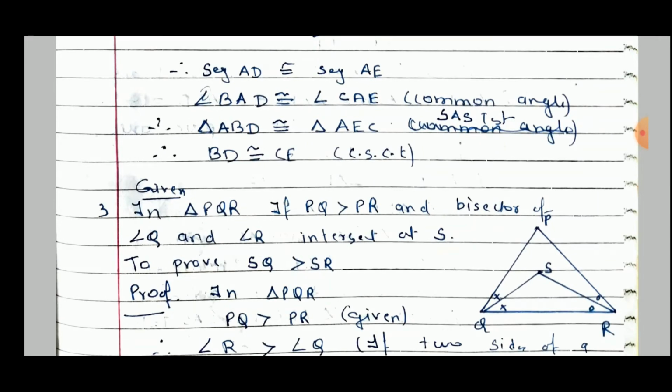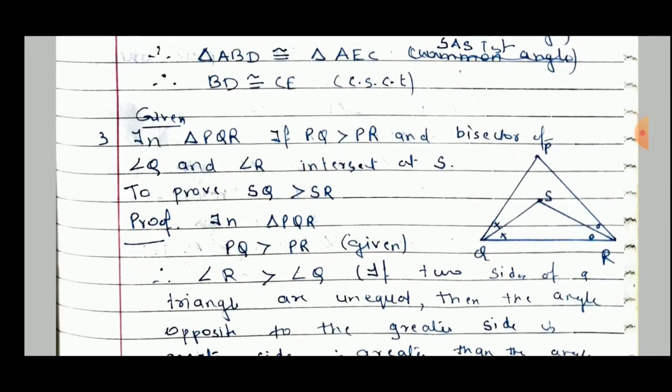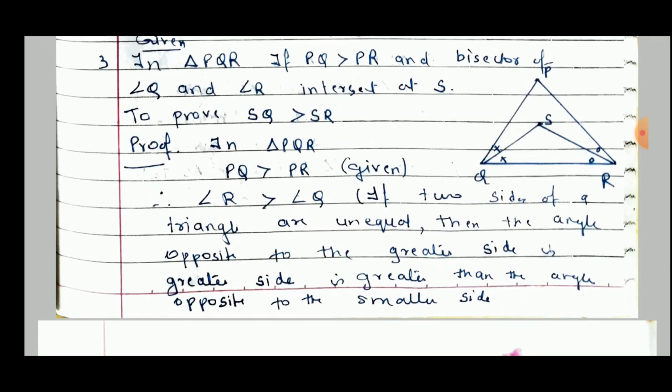In triangle PQR, if PQ is greater than PR and the bisectors of angle Q and angle R intersect at S, we have to prove that SQ is greater than SR. Now in triangle PQR, PQ is greater than PR, so angle R is greater than angle Q. If two sides of a triangle are unequal, then the angle opposite to the greater side is greater than the angle opposite to the smaller side.